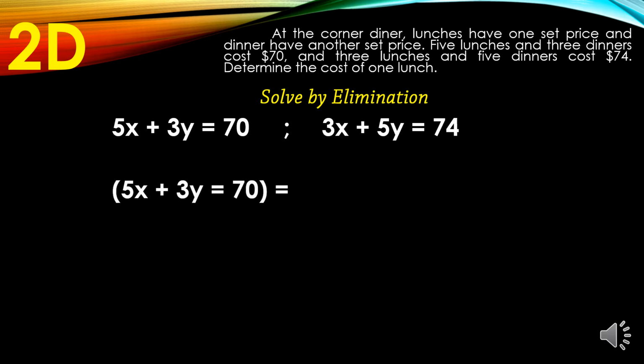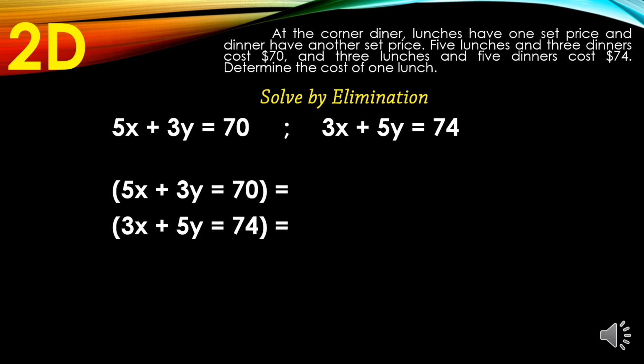So here we have 5x plus 3y equals 70 and 3x plus 5y equals 74. Now we are looking only to determine the cost of lunch. Our lunch is the x variable. Our dinner is the y variable. Okay. So here we have 5x plus 3y equals 70, 3x plus 5y equals 74.